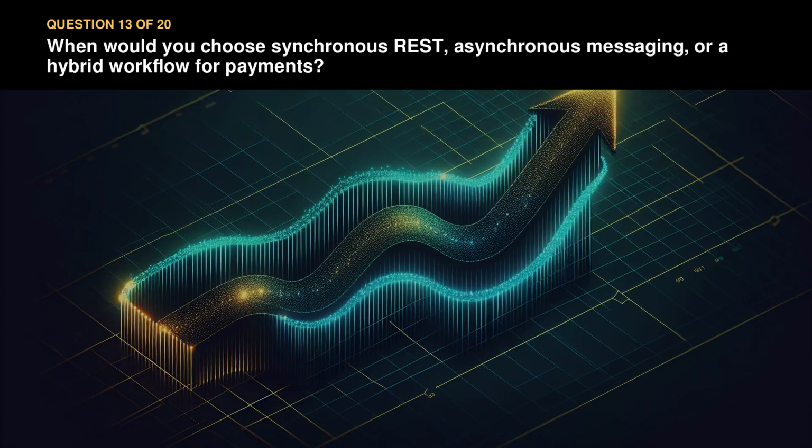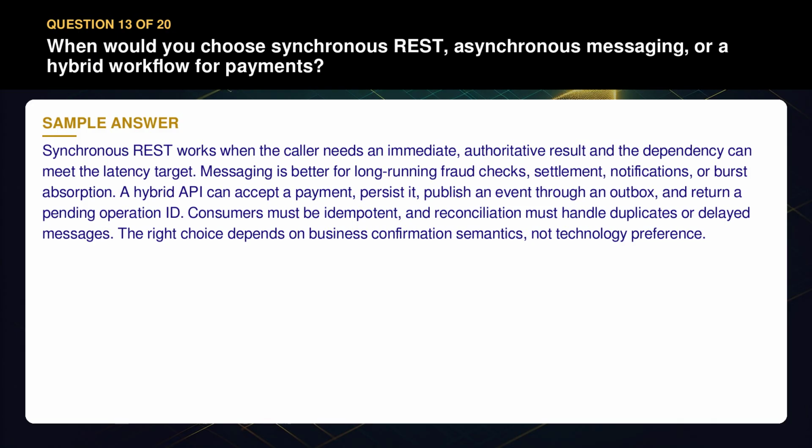Question 13. When would you choose synchronous REST, asynchronous messaging, or a hybrid workflow for payments? Synchronous REST works when the caller needs an immediate, authoritative result and the dependency can meet the latency target. Messaging is better for long-running fraud checks, settlement, notifications, or burst absorption. A hybrid API can accept a payment, persist it, publish an event through an outbox, and return a pending operation ID. Consumers must be idempotent, and reconciliation must handle duplicates or delayed messages. The right choice depends on business confirmation semantics, not technology preference.